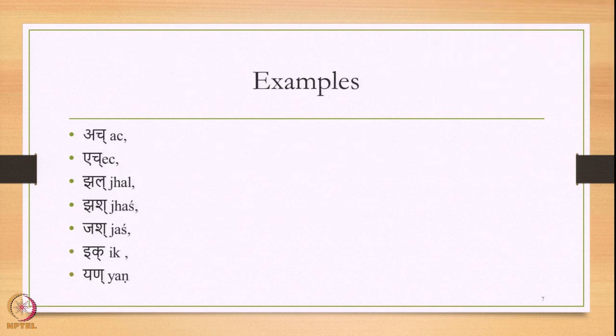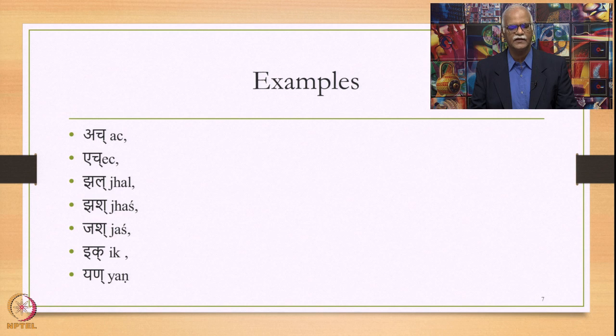For example, ach, hal, jhal, jhash, jash, ik and yan. We have come across these terms when we looked at the examples illustrating the use of cases and their meanings in the previous lecture: the fifth case, sixth case and the seventh case. We have come across these words. These are technical terms, and at that time we said that the meaning of these terms will be clear in the later lectures. These are the technical terms which are called Pratyāhāra.